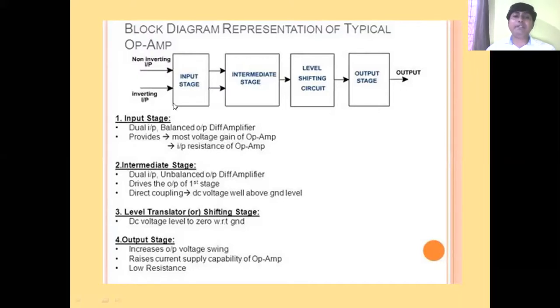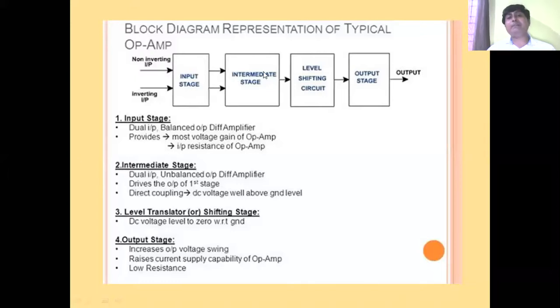That means what will be the output of this first stage, that is the input stage? It provides most of the voltage gain of the op-amp. And it is observed that the input resistance is high. Okay, so for the first stage, that is for the input stage, we have to use a balanced differential amplifier.